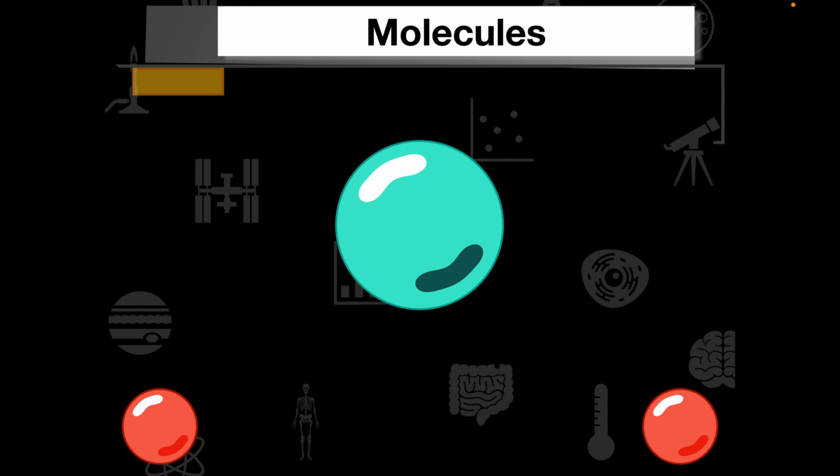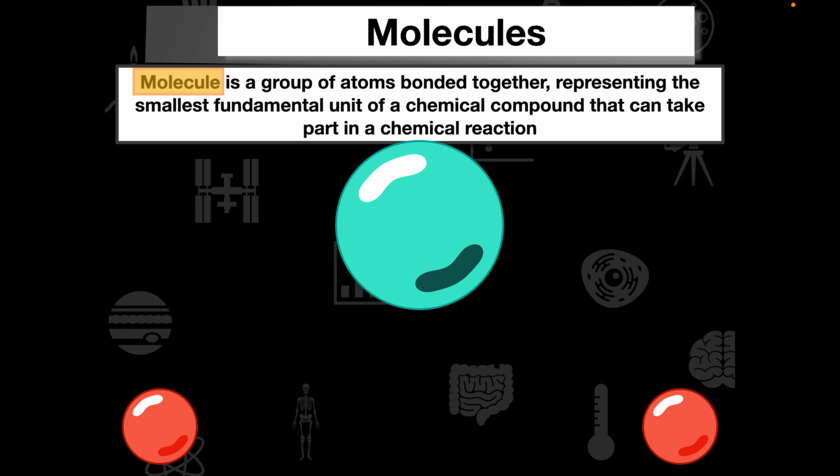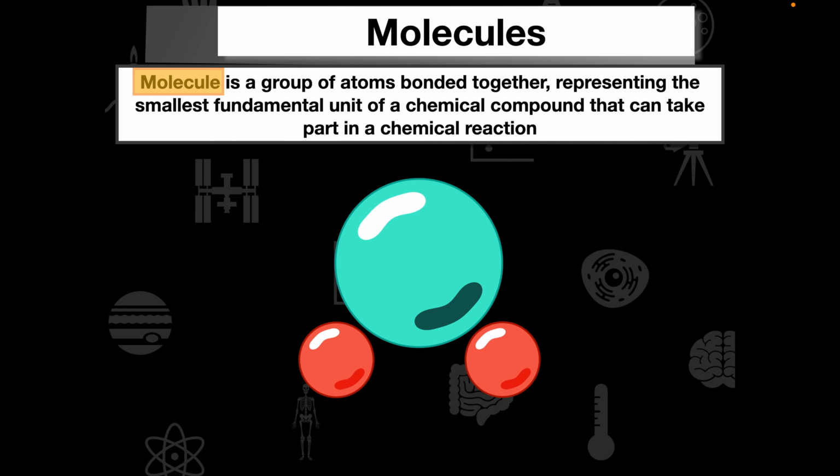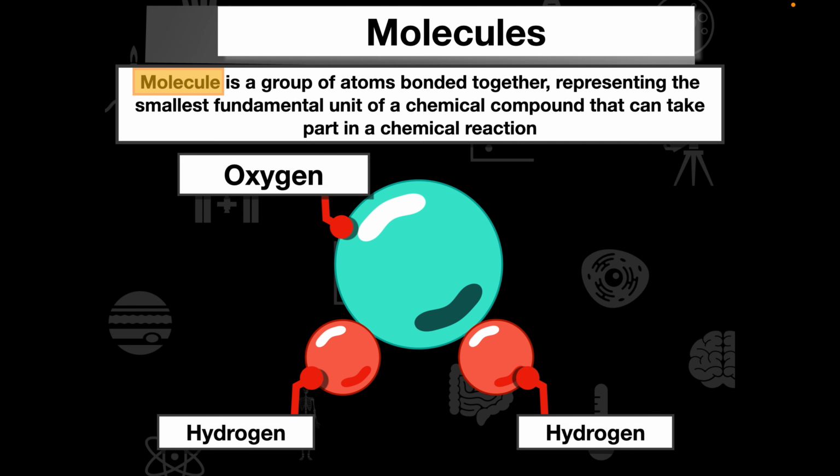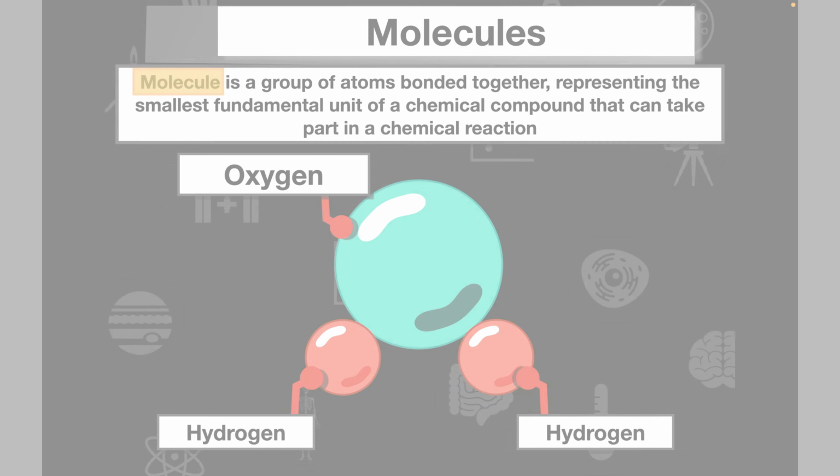So when we think about it, a molecule is simply a group of atoms bonded together. They are going to represent the smallest fundamental unit of a chemical compound that can take part in a chemical reaction. Now, water is going to consist of 1 oxygen, represented by the blue circle here, and we can see it's going to have 2 hydrogens at the bottom. That is going to be representative of those 2 hydrogens that are covalently bonded to the oxygen.